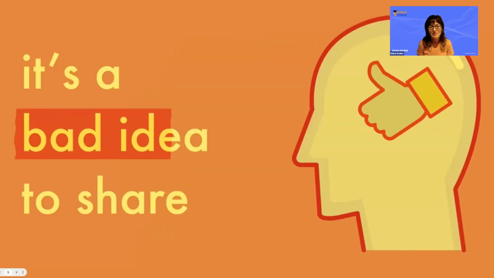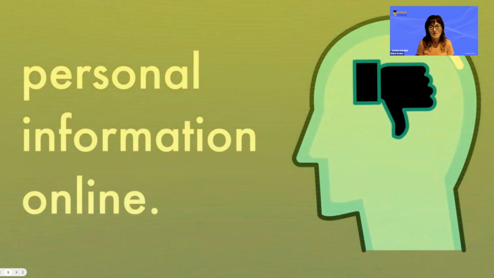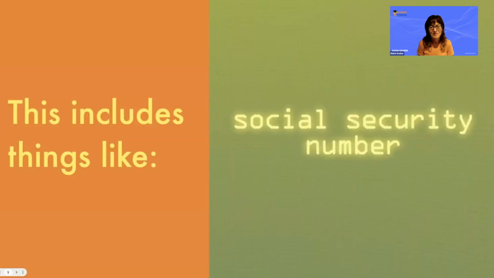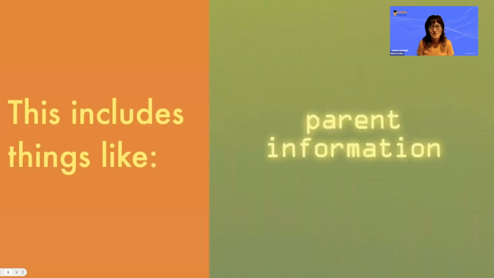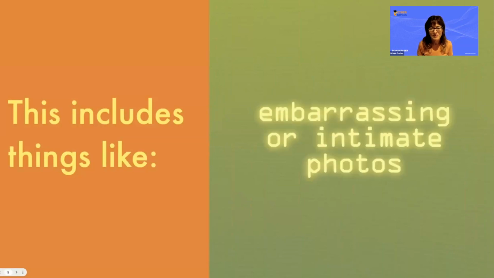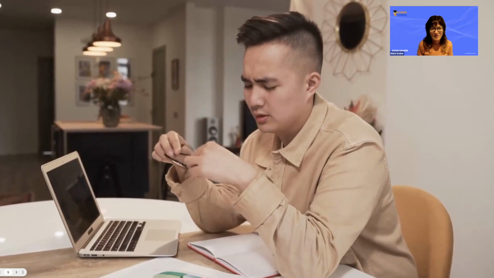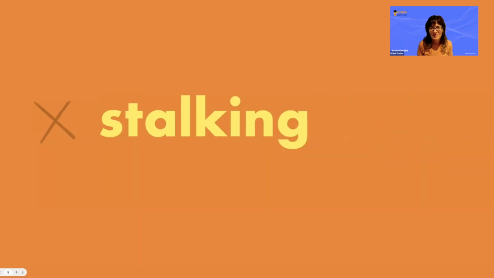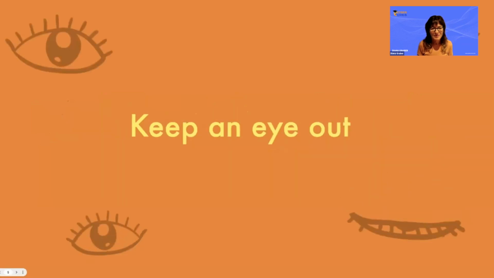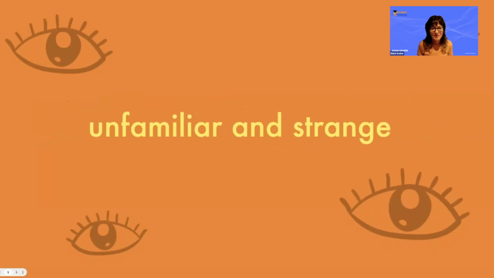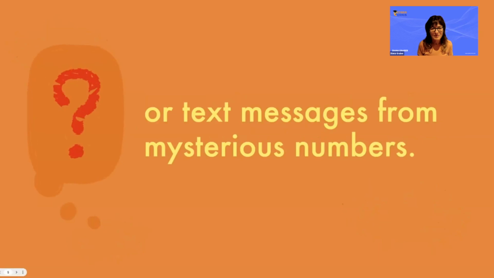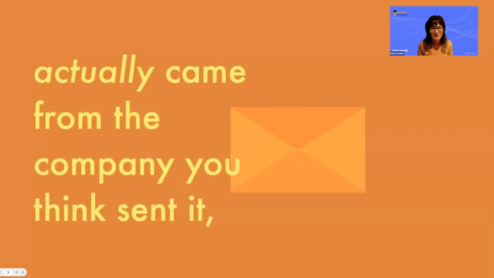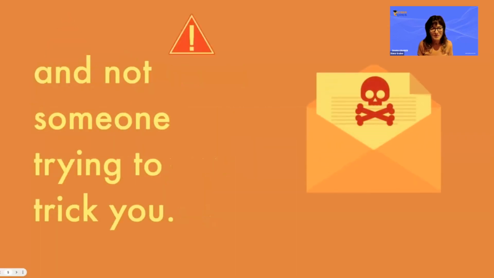So remember, it's a bad idea to share personal information online. This includes things like your full name, your home address, telephone number, birth date, social security number, school, parent information, passwords, and especially embarrassing or intimate photos. Sharing this information can put you at risk for nasty consequences like identity theft, account hacks, or even stalking and harassment from strangers. Keep an eye out for emails that look unfamiliar and strange, or text messages from mysterious numbers. You know that email you got from an internet company? Make sure that email actually came from the company you think sent it, and not someone trying to trick you.